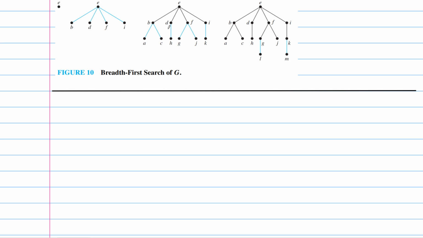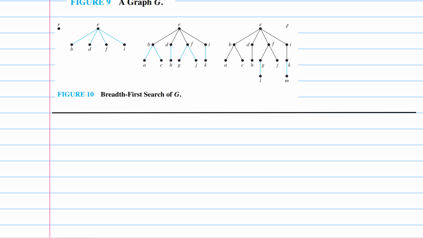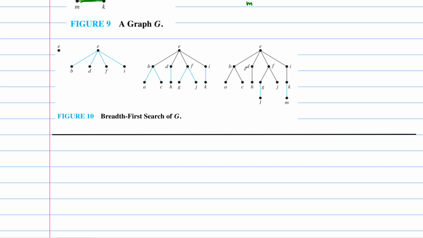tree, because a spanning tree itself, if you have n vertices, like here, what would we have? 1, 5, 6, 7, 8, 9, 10, 11, 12, 13. So 13 vertices in this graph. This is going to have 12 edges. A spanning tree is always going to have n minus 1. If you have n vertices, it's going to have n minus 1 edges.